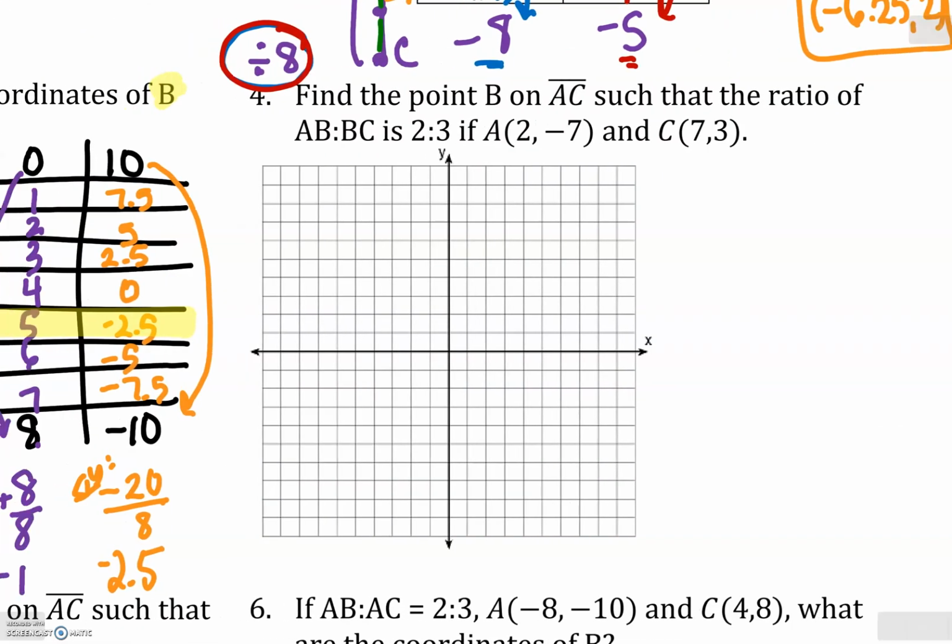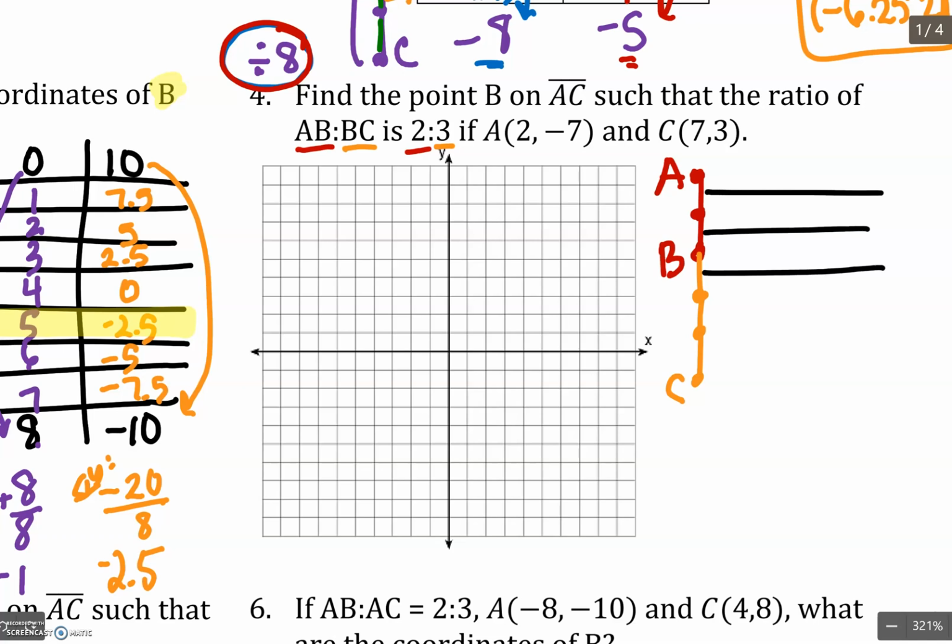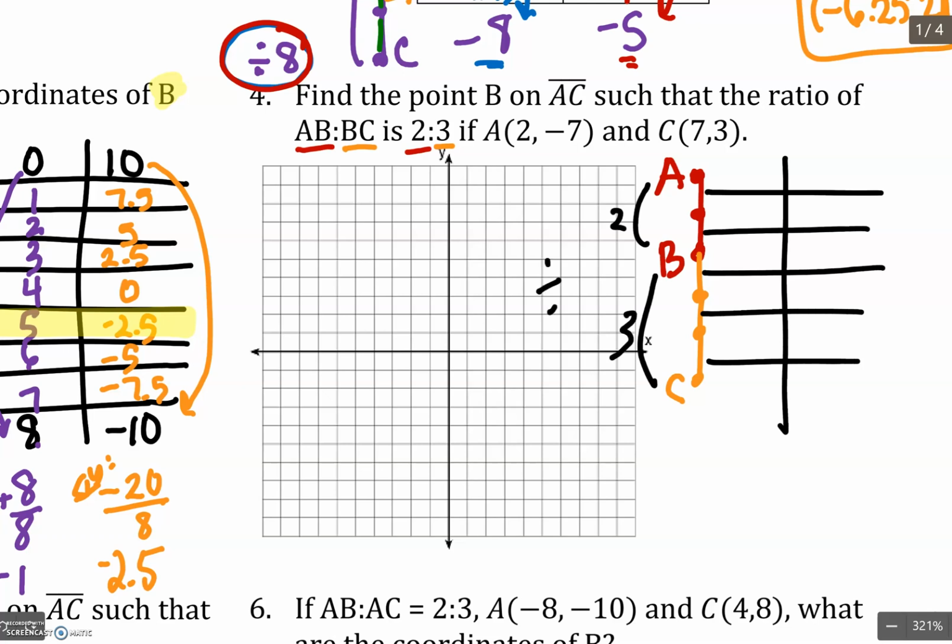Number 4, same idea. AB to BC is 2 to 3. So from A to B we have 2 units. And then from B to C there are 3. 1, 2, 3. Each one of these is going to get a row on the table, each point. Okay, and remember, if there's 2 segments here and 3 segments here, that's a total of 5 segments we have to divide this into. So if A is at 2, negative 7, and C is at 7, 3, we're going to figure out our change in x first.